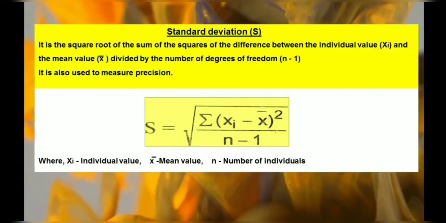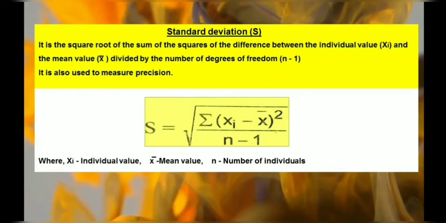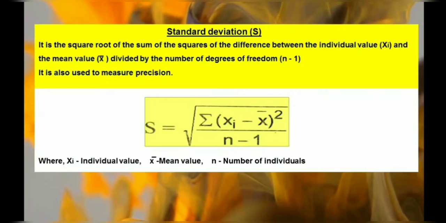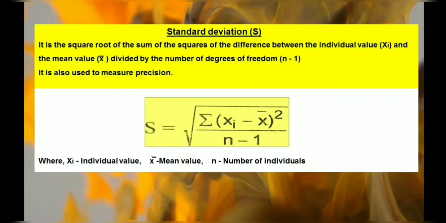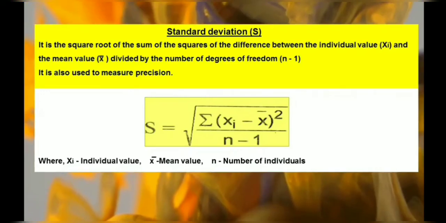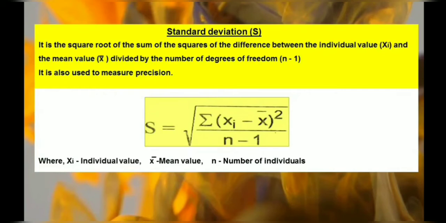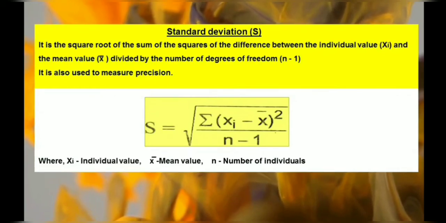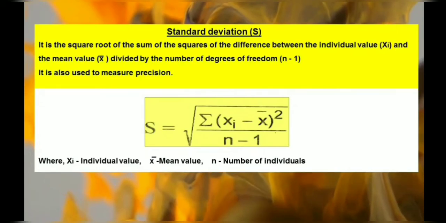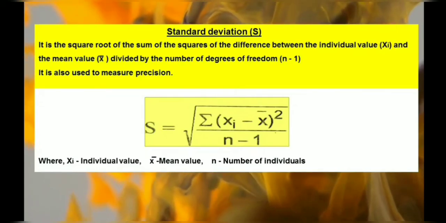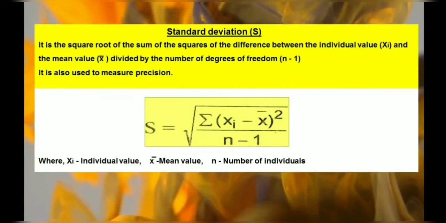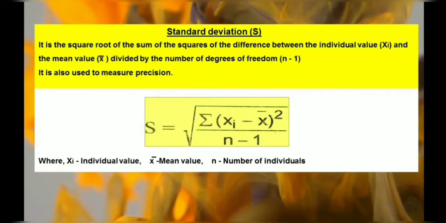Here we have the most important and also most familiar formula of error analysis, standard deviation. It is the square root of the sum of the squares of the difference between the individual value and the mean value, divided by the number of degrees of freedom. It is used to measure precision. The formula is S equal to square root of sigma (xi minus x bar) whole squared by n minus 1, where xi is the individual value, x bar is the mean value, and n is the number of individuals.